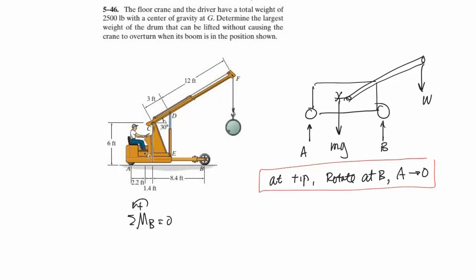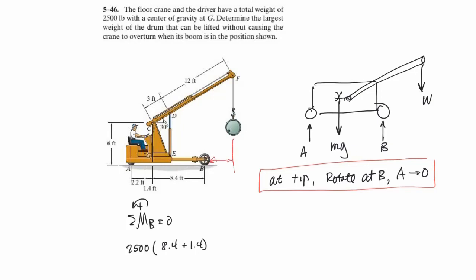What do we have? We have this mg times this lever arm. So this is mg coming here. The lever arm is here, which should be 8.4. mg here is 2,500 pounds. So I'll say that that is 2,500 times 8.4 plus 1.4. That's the total lever arm from the center of gravity to the point of rotation. The only other thing causing rotation would be this weight out here, and this is going to be the lever arm right there. This will be the lever arm right here.